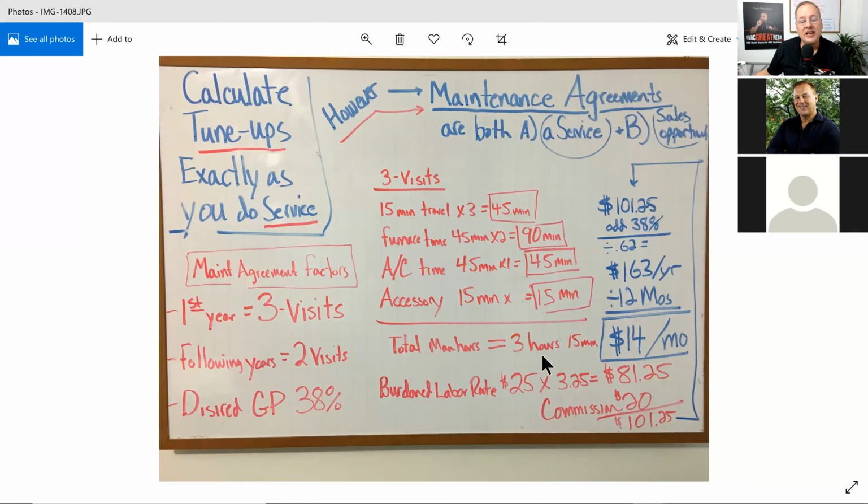So we add this up and it takes about 3 hours and 15 minutes for the first year, and it'll be less than that later. Well, our burdened labor rate, let's call it $25 times 3.25 hours for 3 visits, 3 trips. It's all factored in there. It works out to direct costs, no overhead, $81.25, plus a commission, because usually there's about a $20 commission for renewals on maintenance agreements, right? So your direct costs on that would be $101.